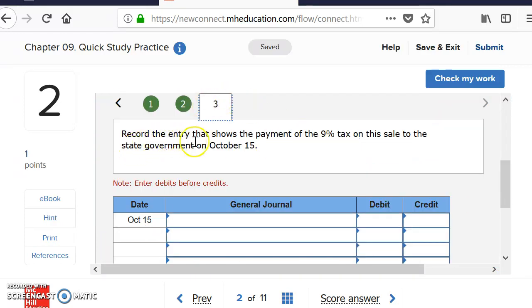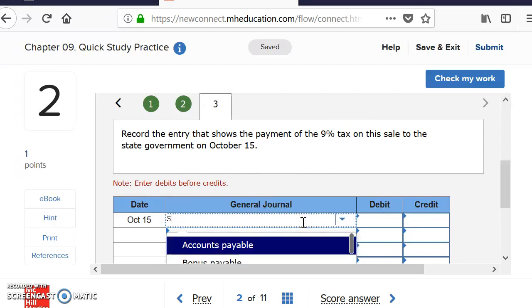The last entry says to record the entry that shows the payment of the 9% tax on the sale to the state government. So we're remitting this to the state that we're collecting on their behalf. The reason we're collecting it is that if we relied on the customers to keep track of all the sales tax, I'm not sure the state would get all their money.